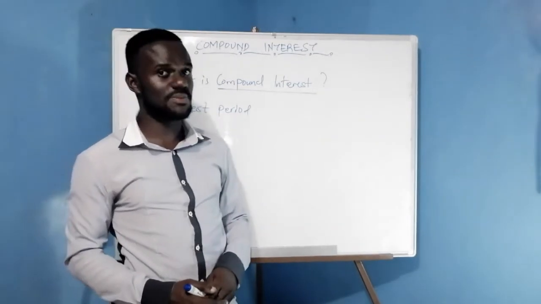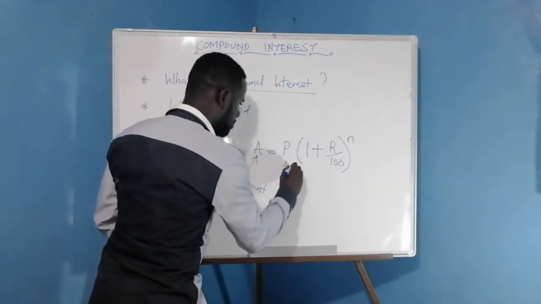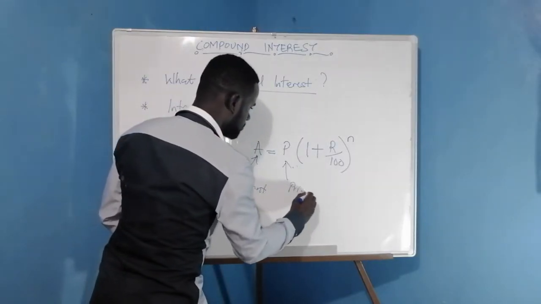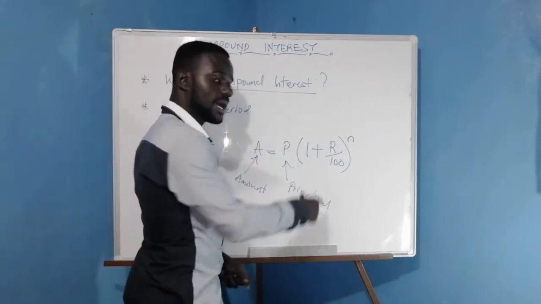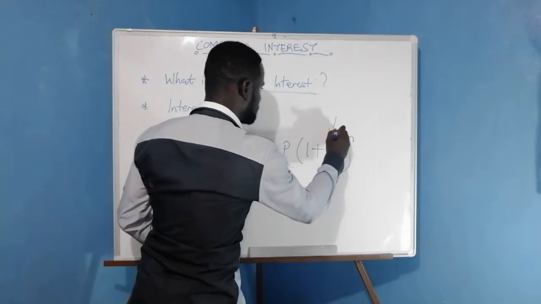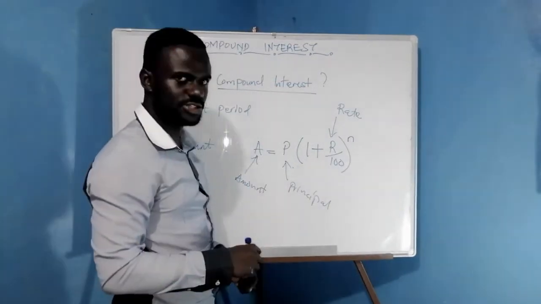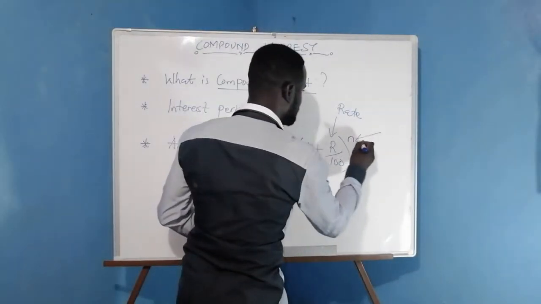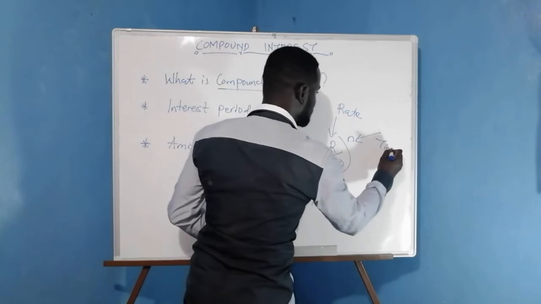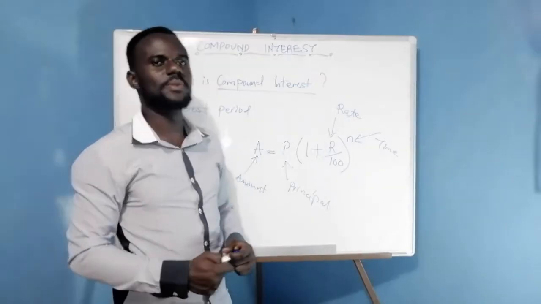And the amount can be mathematically represented as the principal times 1 plus the rate. The rate is the ratio of the interest period in percentage. And n, we refer to this as the time or the duration of the interest period.